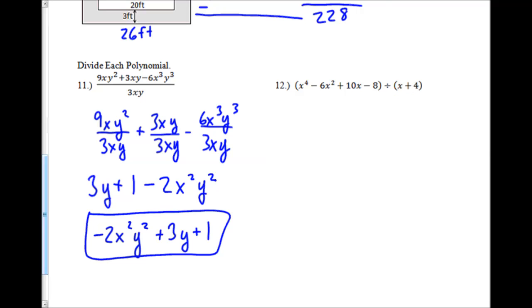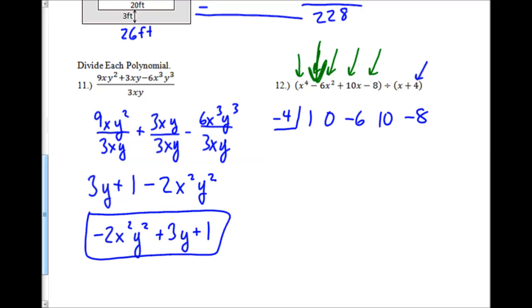So I take the opposite of this constant term right here and put it in my little half box. And now I write down my coefficients. And remember, I need each coefficient in descending order. And if you look, somebody's missing, and it's the x to the third. I've got x to the fourth, x to the second, x to the first, x to the 0. I'm missing the x to the third. So I've got to put a 0 in its place. So I've got a 1x to the fourth, 0x to the third, a negative 6x squared, a positive 10x, and a minus 8.